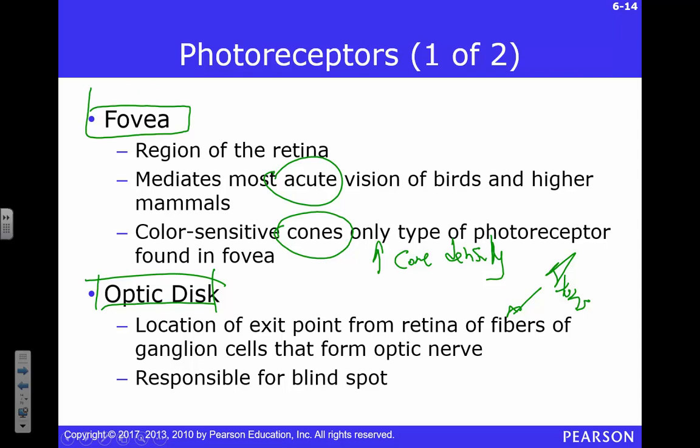If we only have axons, we don't have photoreceptors, okay? So we're not going to have any photoreceptors at that part of the retina. If we don't have photoreceptors, guess what you can't do there? Can't see anything. If you don't have any photoreceptors at all, you're not going to see anything. So you're not going to be able to see there. That's responsible for something called the blind spot.